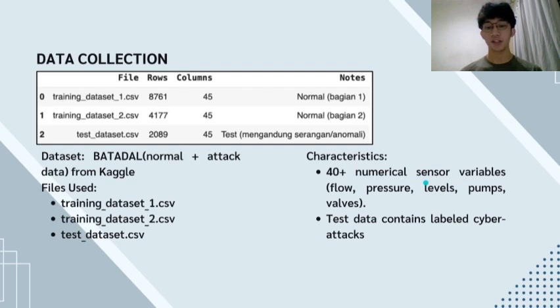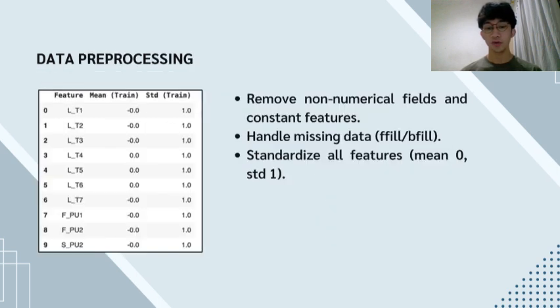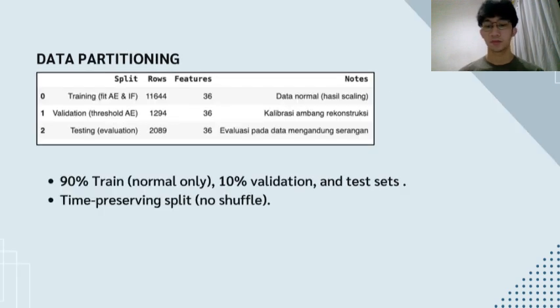And next is data preprocessing. Here, we remove non-numerical and constant features, handle missing values using forward fill and backward fill, and standardize all numerical variables to ensure consistent model input. Next, here is data partitioning. We split the dataset into a 90% normal-only training set, a 10% validation set for threshold selection, and a test set that includes attack intervals. We kept the temporal order to preserve real-world time series behavior.